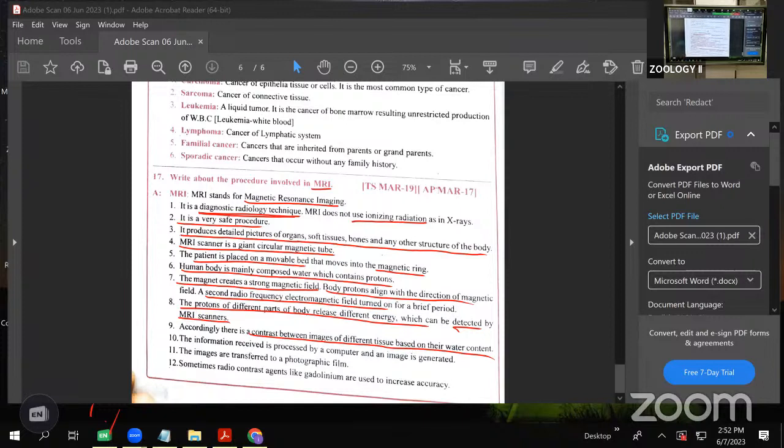Clear? Next, this is taken by the magnetic field. After that, it is processed by the computer, and the image is generated. That image is transferred to the photographic film. Next, for clarity, we use gadolinium in the MRI. Next is the MRI procedure.